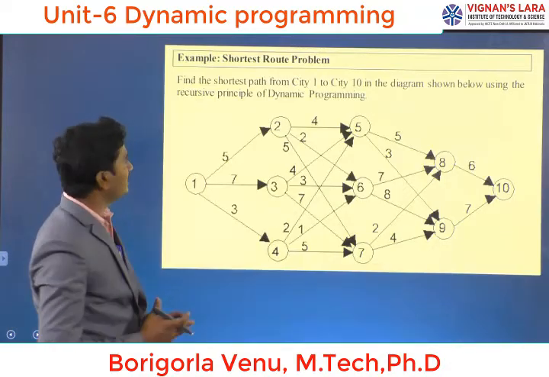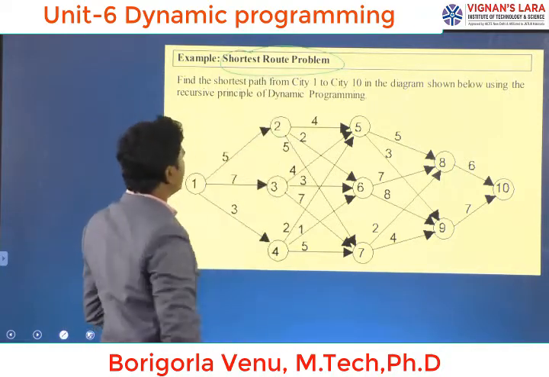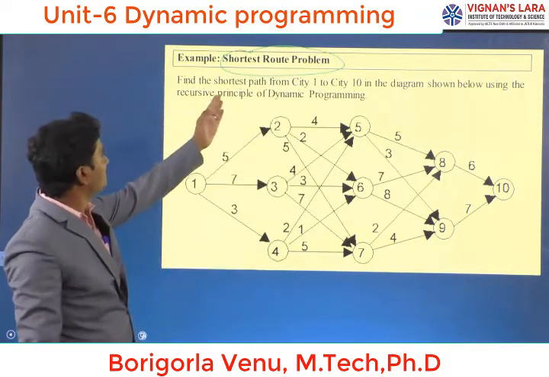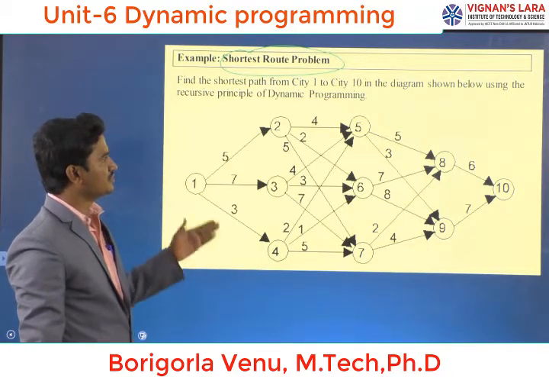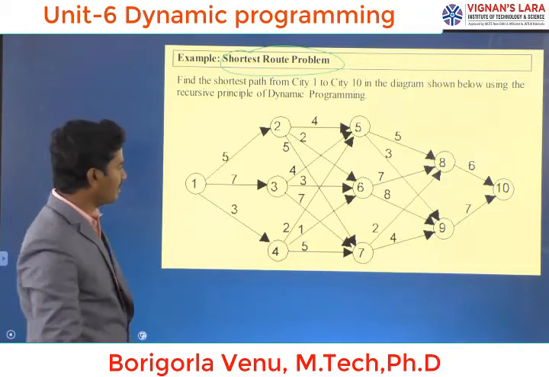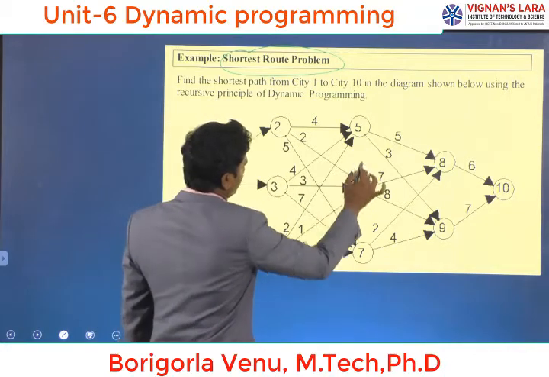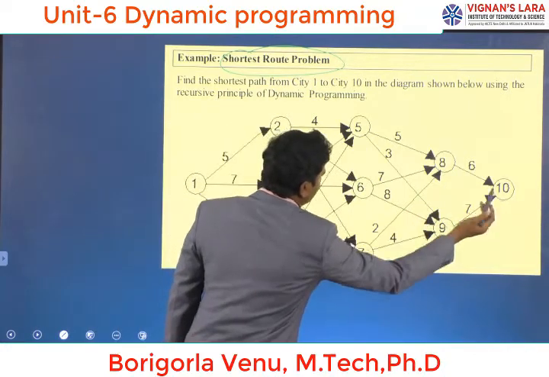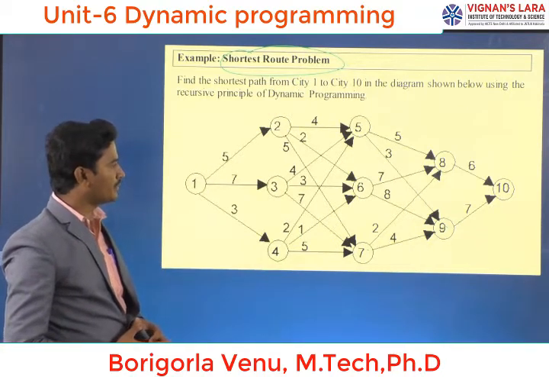Okay, next coming to the example, shortest route problem. Here I have taken one example, that is find the shortest path from city 1 to city 10 in the diagram shown below using the recursive principle of dynamic programming. Here we have the 10 stations, 1, 2, 3, 4, 5, 6, 7, 8, 9, 10. Here we are going to solve the problem with the help of the dynamic programming method.